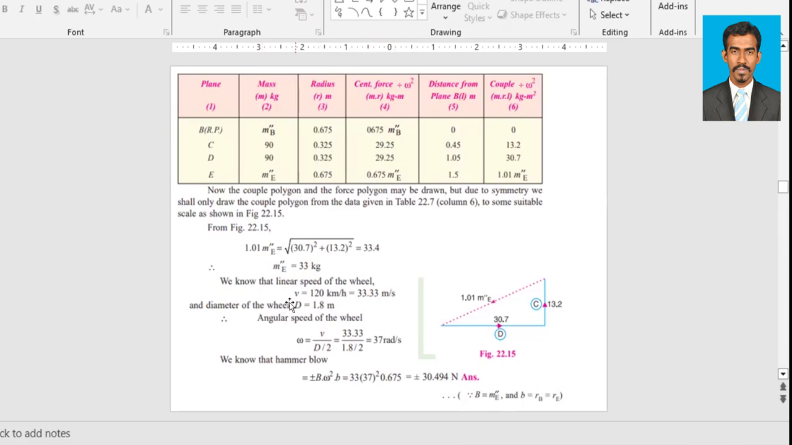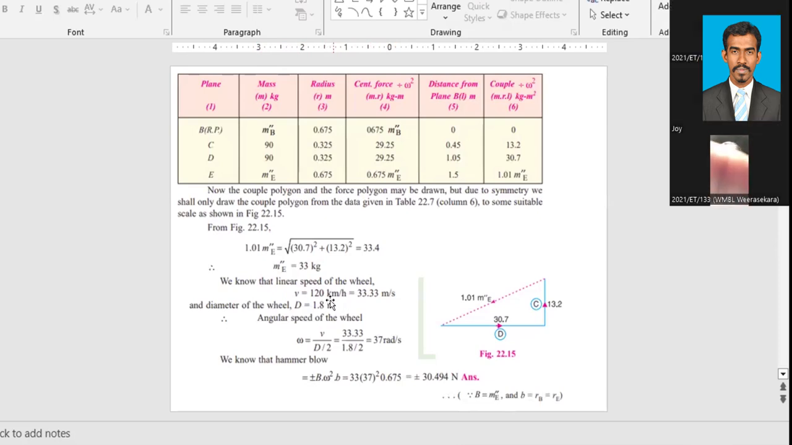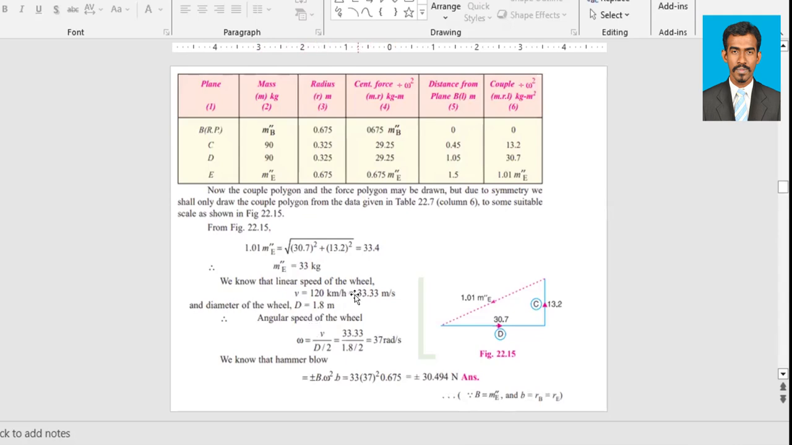Okay, and the diameter of the wheel is given, d is equal to 1.8 meter. So omega, angular velocity, we know is equal to v upon r, right? So r is the radius, d by 2, that is 1.8 by 2, that will give you 0.9. So according to the formula, omega will be equal to v, we have already found 33.33, divided by 1.8 by 2, that is 0.9. So omega will be 37 radian per second.